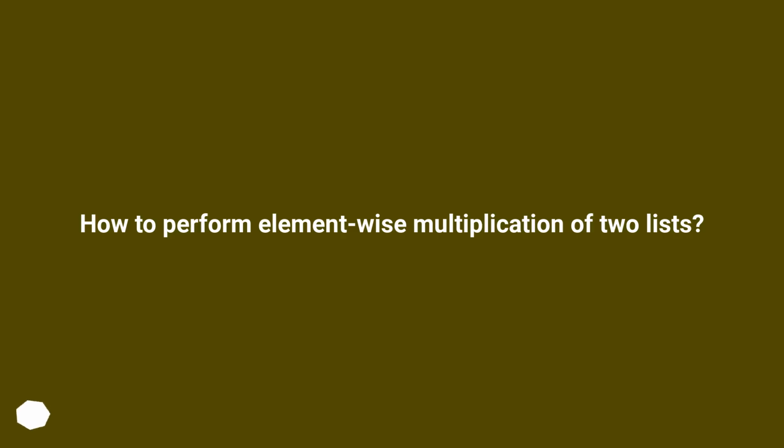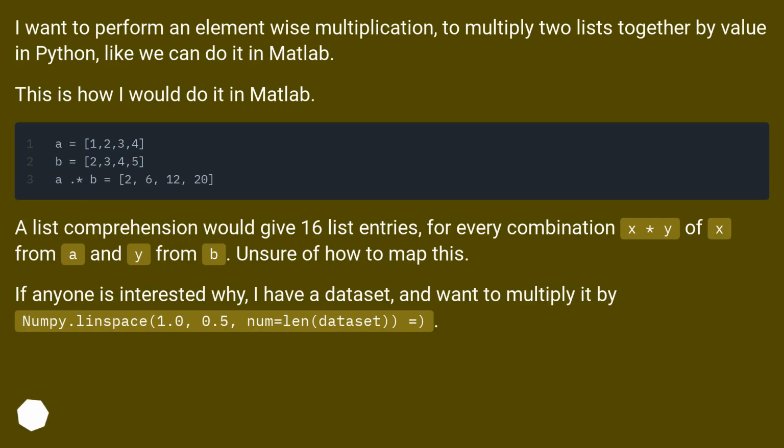How to perform element-wise multiplication of two lists? I want to perform an element-wise multiplication to multiply two lists together by value in Python, like we can do it in MATLAB. This is how I would do it in MATLAB.